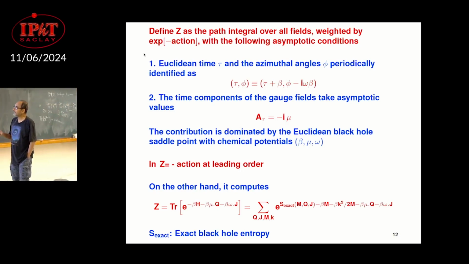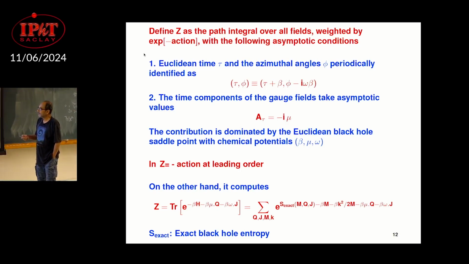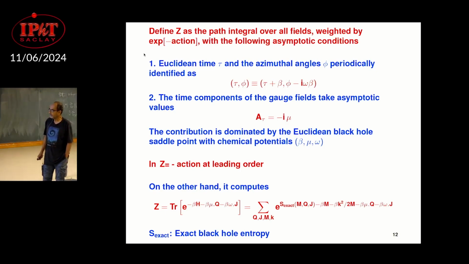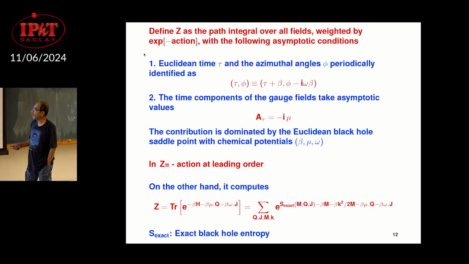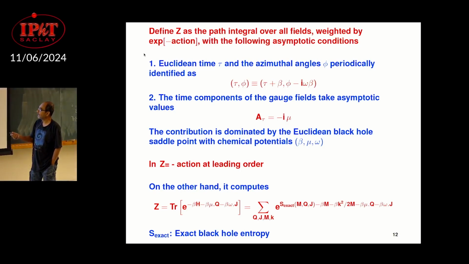So the idea is that this path integral is dominated by the Euclidean black hole saddle point, whose chemical potentials are given by beta, mu, and omega. And log Z is given by minus the action at leading order, because of the fact that the weight factor e to the minus action gives a dominant classical contribution, and there are corrections. So this is one side of the story, the gravitational side.